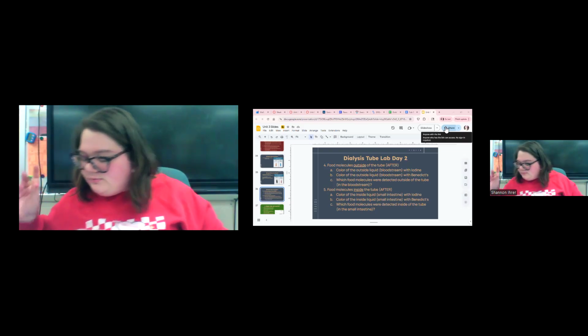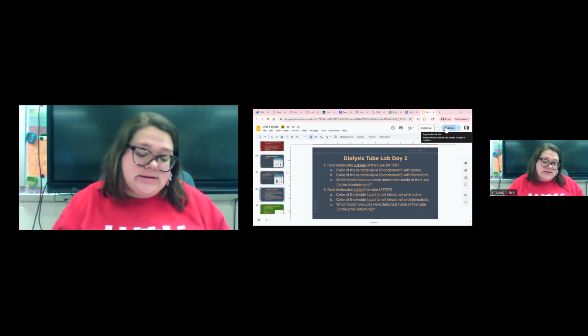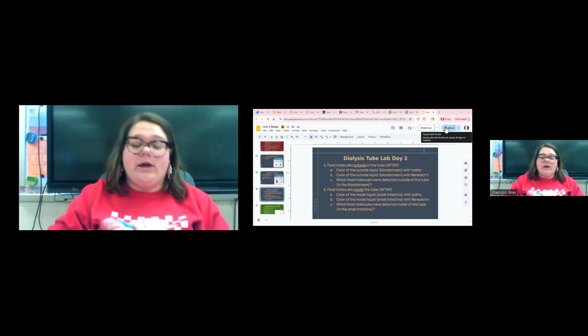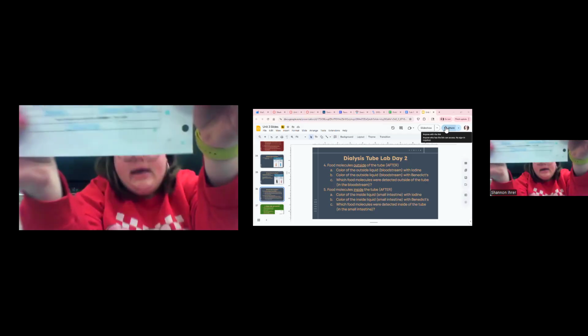And then, so food molecules detected outside of the tube, we are going to write glucose. Those are the food molecules that have been detected outside of the tube.